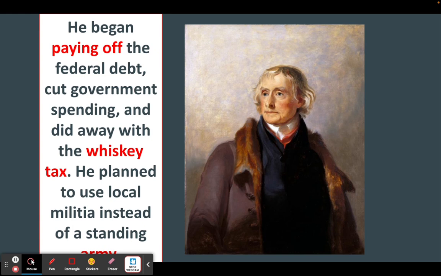And also, if you reduce the size of the federal government, one thing you won't be able to pay for is the military. So he says, you know what, we'll use local militias like we did in the Revolution instead of having a full on standing United States Army.